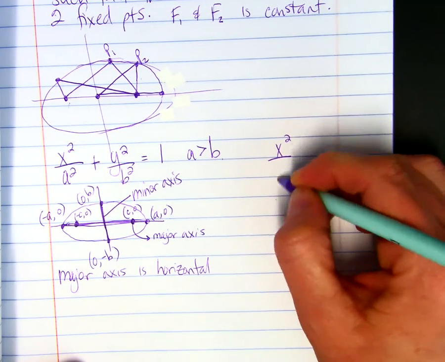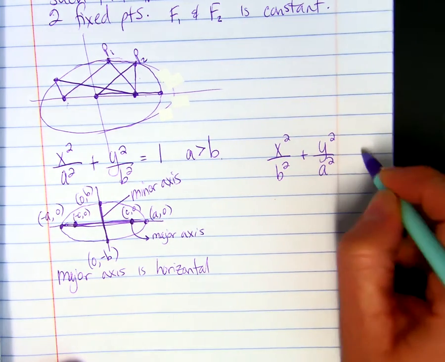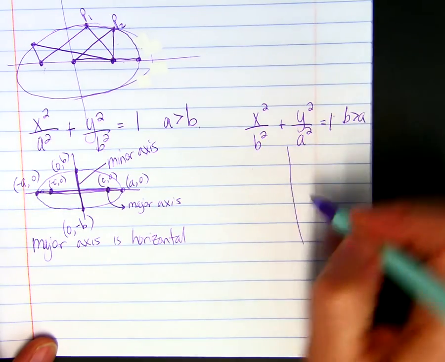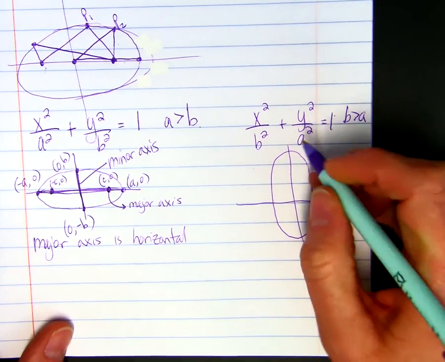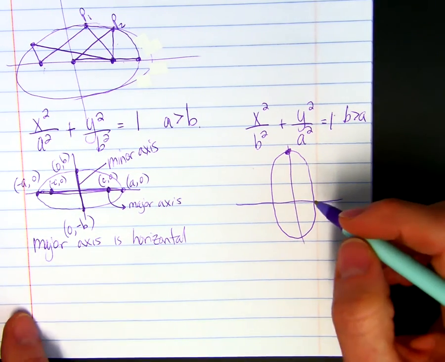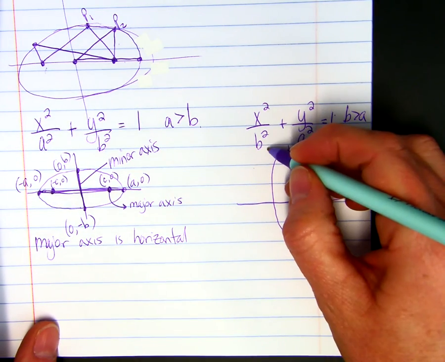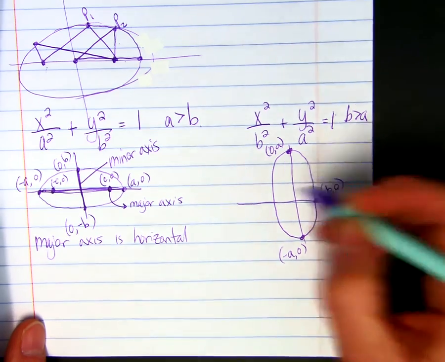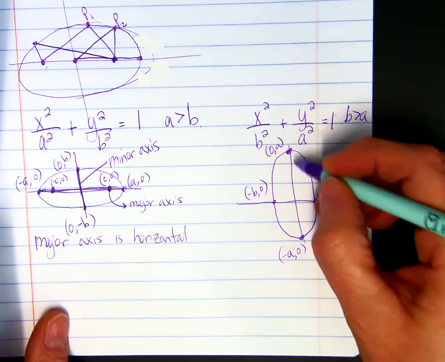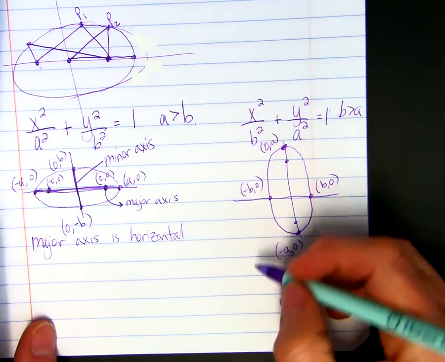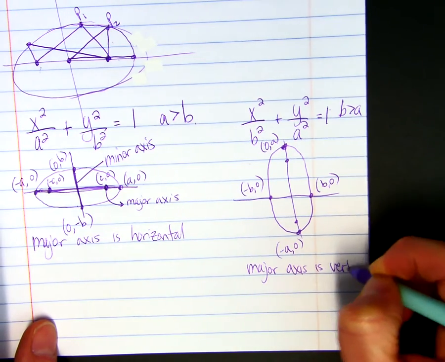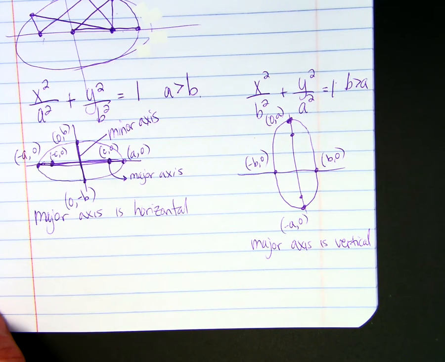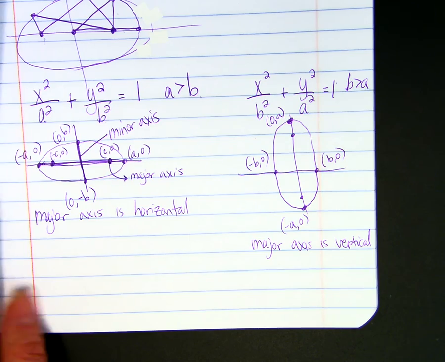So if we had x squared divided by b squared plus y squared divided by a squared, and a is greater than b, then we'll have a vertical major axis. So let's just kind of draw it this way. This is 0, a, 0, negative a. This one is b, 0, and negative b, 0. This is where your foci would be. So the major axis in this one is vertical. Okay, absorb, absorb, absorb.